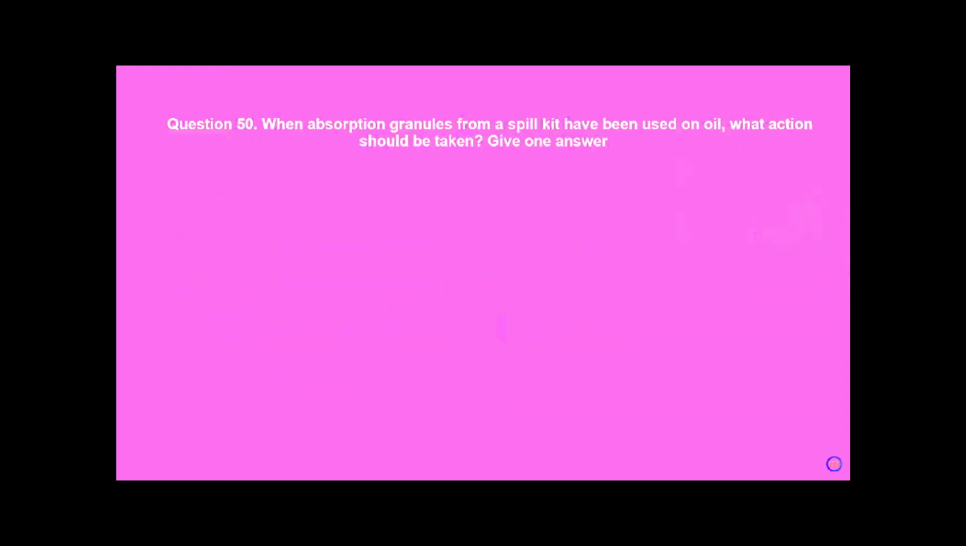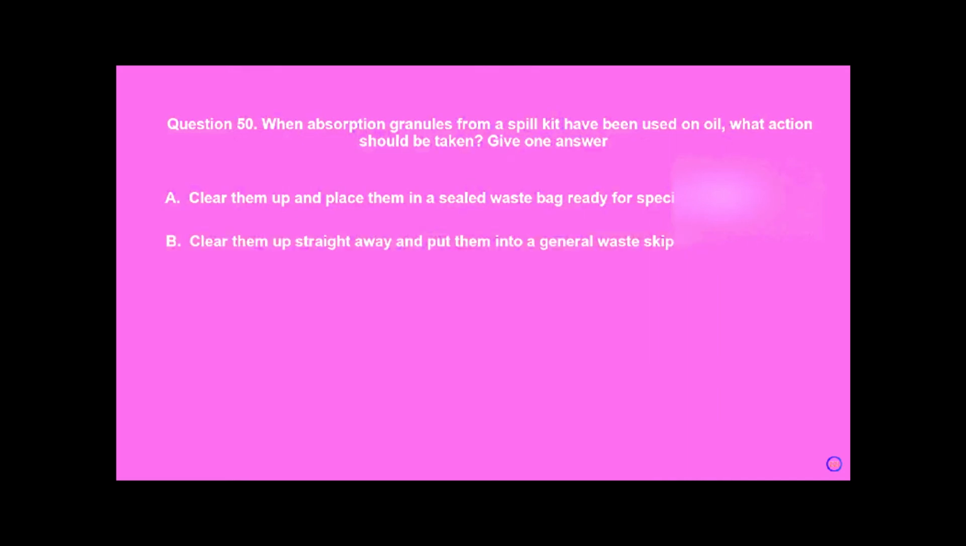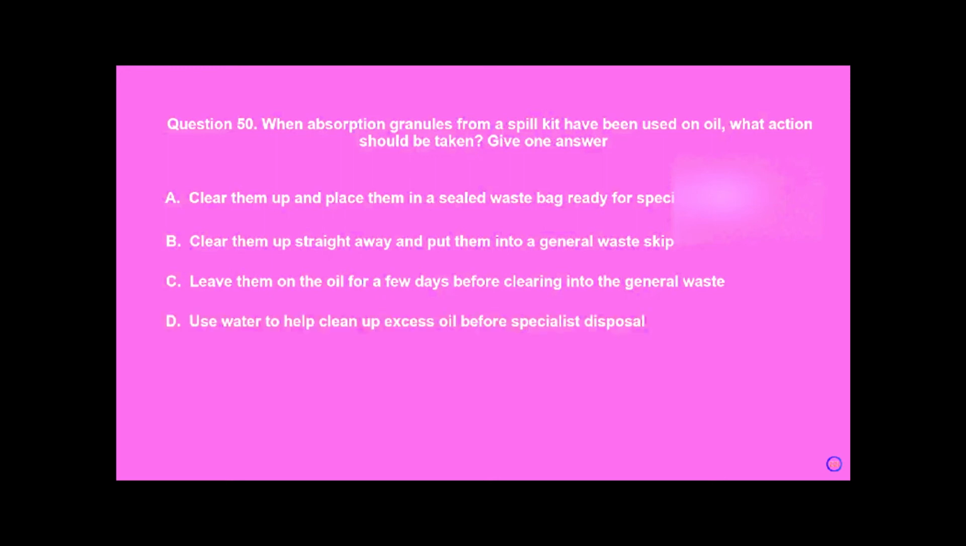Question 50. When absorption granules from a spill kit have been used on oil, what action should be taken? Give one answer. A. Clear them up and place them in a sealed waste bag ready for specialist disposal. B. Clear them up straight away and put them into a general waste skip. C. Leave them on the oil for a few days before clearing into the general waste. D. Use water to help clean up excess oil before specialist disposal. The correct answer is A. Clear them up and place them in a sealed waste bag ready for specialist disposal.